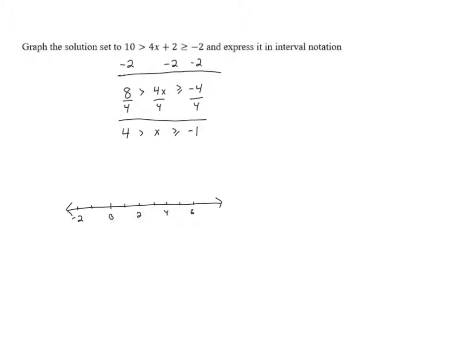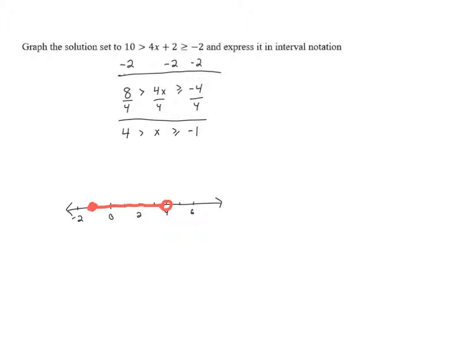You can leave it just like this when you're figuring out what the graph looks like. We know that our solutions are going to be between negative 1 and 4, so we can shade between negative 1 and 4. We know that negative 1 is a solution, so we can put a solid circle there, a closed circle. We know that 4 is not a solution, so we can put an open circle here.